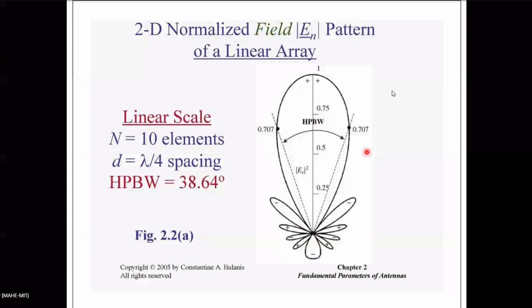See, this is the direction of maximum radiation. The antenna radiates most of its power in the direction of the main lobe. It radiates maximum power in the direction of the main lobe. So in this direction, yes, sir. Okay.